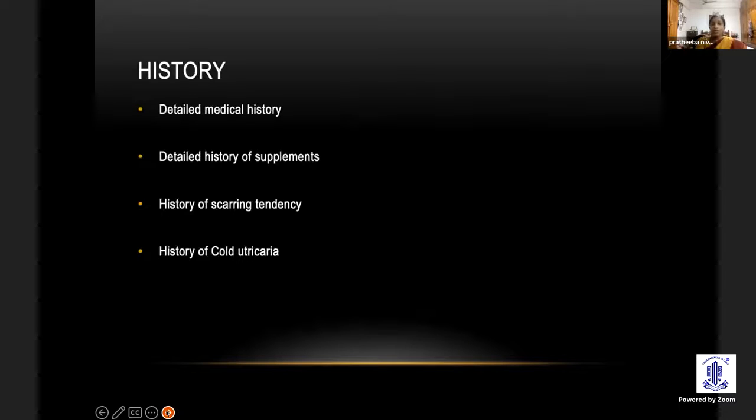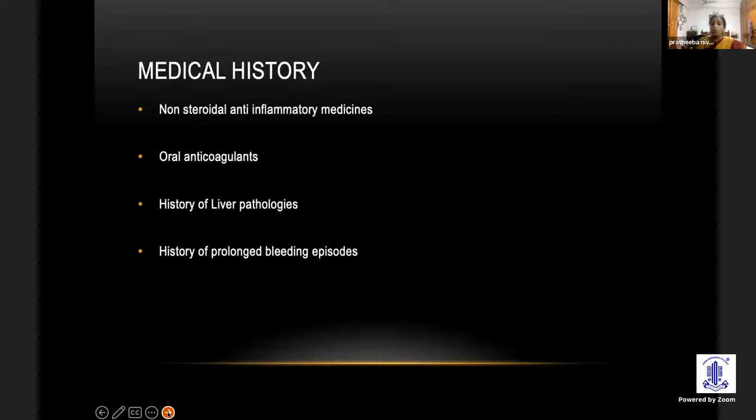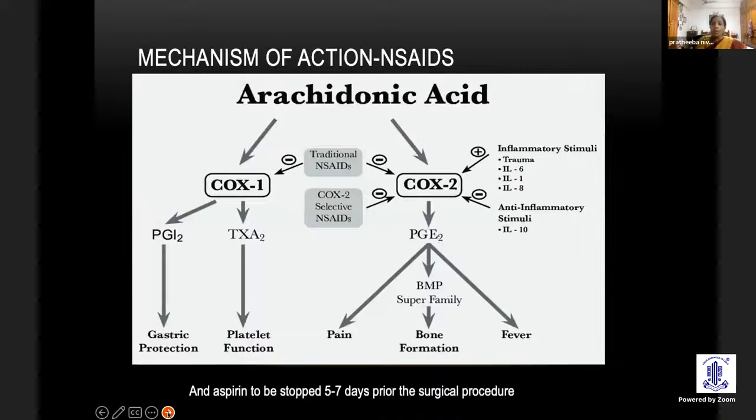When it comes to history, a detailed medical history should be asked to the patient, because patients may not come out with those histories. They should be asked about history of supplements, history of scarring tendency, and history of cold urticaria. When you talk about medical history, we should ask the common questions: the intake of non-steroidal anti-inflammatory medicines, oral anticoagulants, history of liver pathologies, and history of prolonged bleeding episodes.